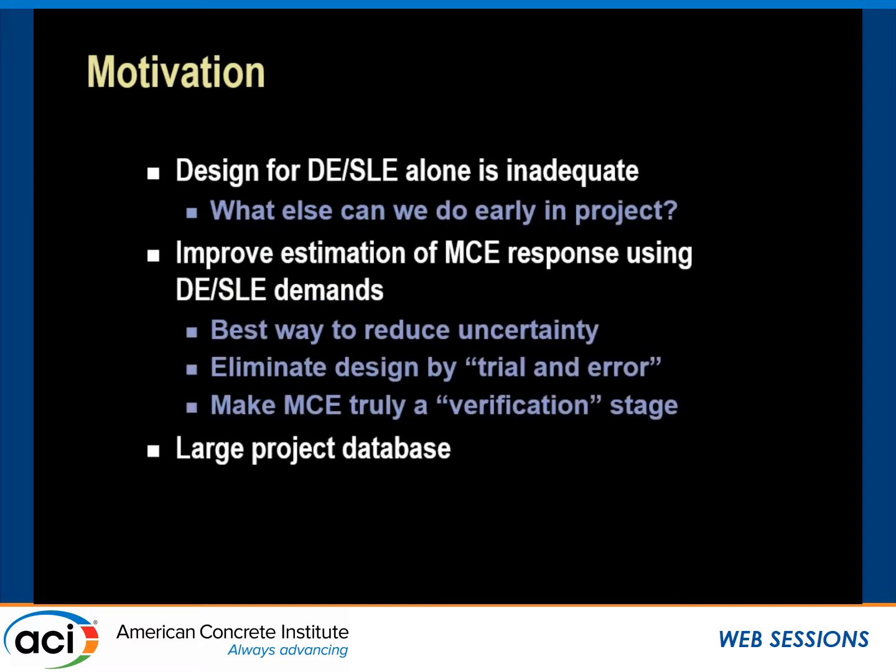So our motivation came from a few different sources. One is we know from experience that designing for DE and SLE alone is not adequate to safeguard performance under MCE loads, especially, for example, for core wall shear. As Tom pointed out, the amplification from DE to MCE is not 1.5, as you would expect based on the hazard. It's actually greater than that. So the question is, what can we do early in the project? And what we typically do is we take the DE results and we amplify them by 2.5 or 3 or something like that. And we try and get as close as possible.